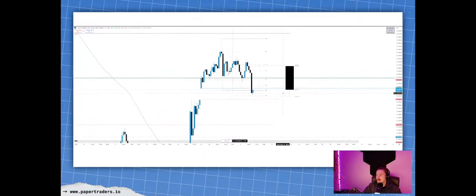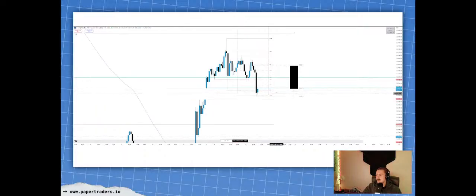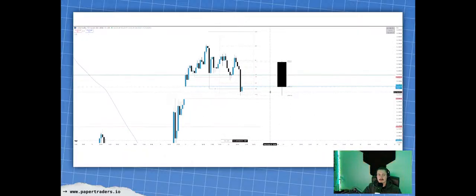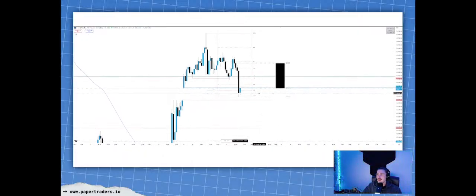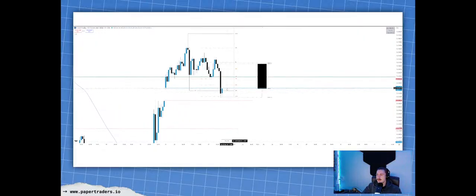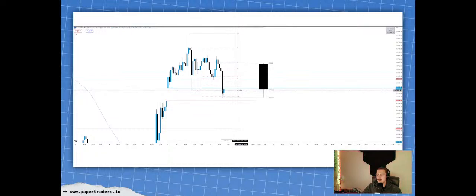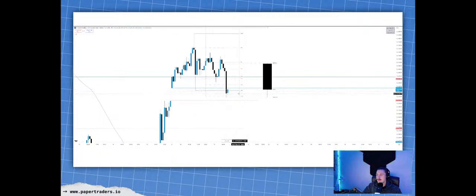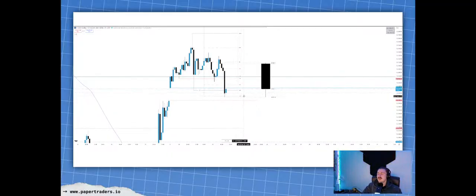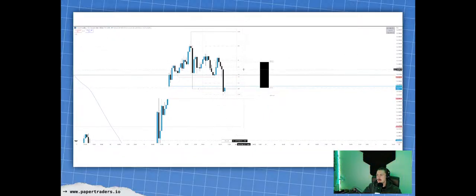Important on the hourly, take a look here. We were looking at this previous daily low and how price is going to react there. If we're looking for a continued downside, we're looking at this previous daily low and the possibility of that gap fill. We want price to remain below this previous daily low for a continuation to the downside.